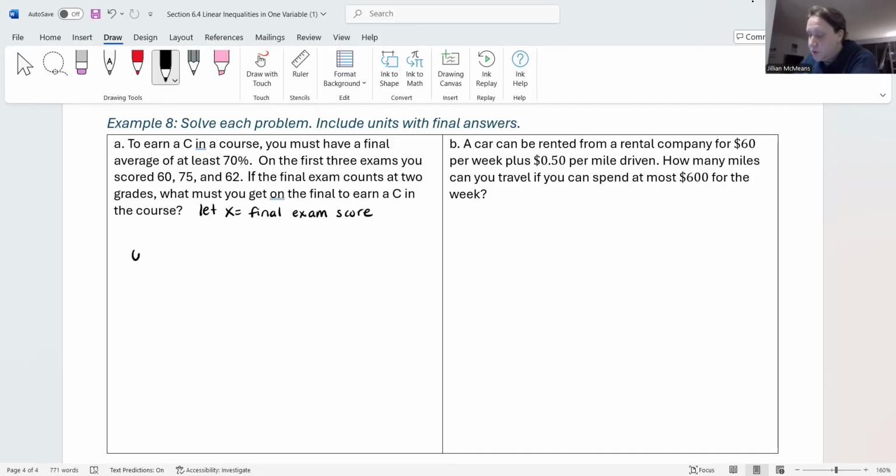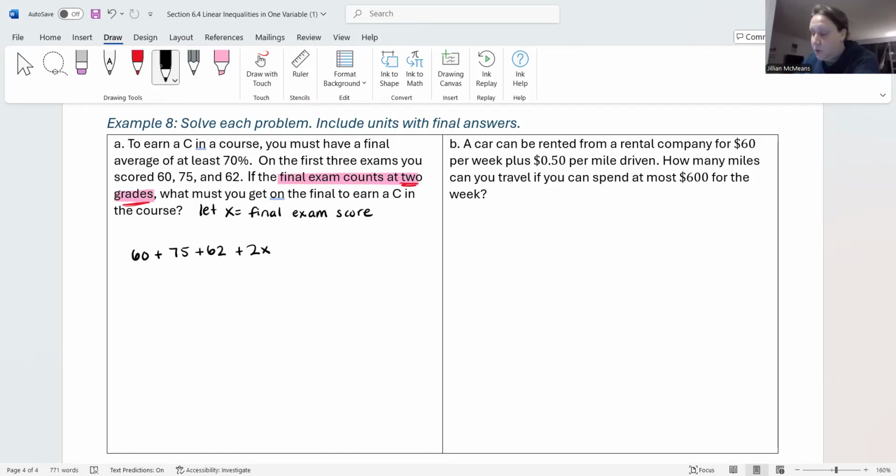So our first test score was a 60. Then we had a 75. Then we had a 62, so we would add those 3 test scores, but we also have to add in the final. But what's really important here is that the final exam counts as 2 test grades. Okay? So when we go to add in the final, we don't want to just add in a single x, we want to add in 2x because the final exam counts twice.